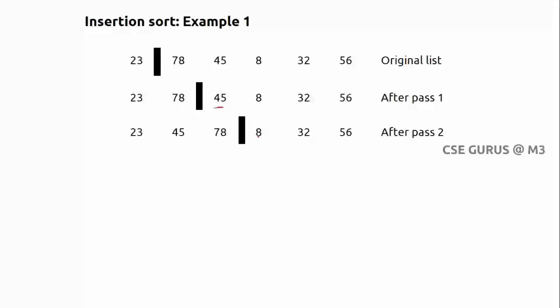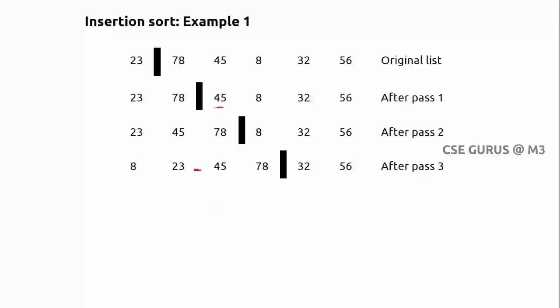Now 8, what is the position of 8? Is it after 78, before 78, before 45, or before 23? First I'll check 8 with 78. 8 is less than 78, satisfied. Next check, 8 is less than 45, satisfied. 8 is less than 23, satisfied. Yes, so 8 has to be placed here and all these elements are shifted to the right. You can see now what the position is. Now 32 is checked with 78. Yes, true. Now 32 is less than 45, yes, true. 32 is less than 23? No. So the position of 32 will be here only, right?